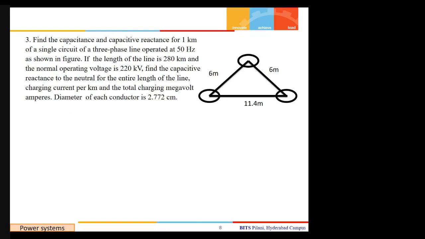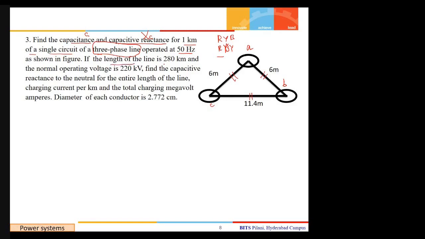Problem third: find the capacitance, that is C, and the capacitive reactance, that is Xc, for 1 kilometer of a single circuit 3-phase line. Now this is important. We have to note that this is a 3-phase line operating at 50 Hertz as shown in the figure. So we have the phases A, B and C we can take. Now these also depend because sometimes you have a phase sequence like RYB, sometimes like RBY, but this is an equilateral triangle, so we do not have any confusion about what phases I need to take.